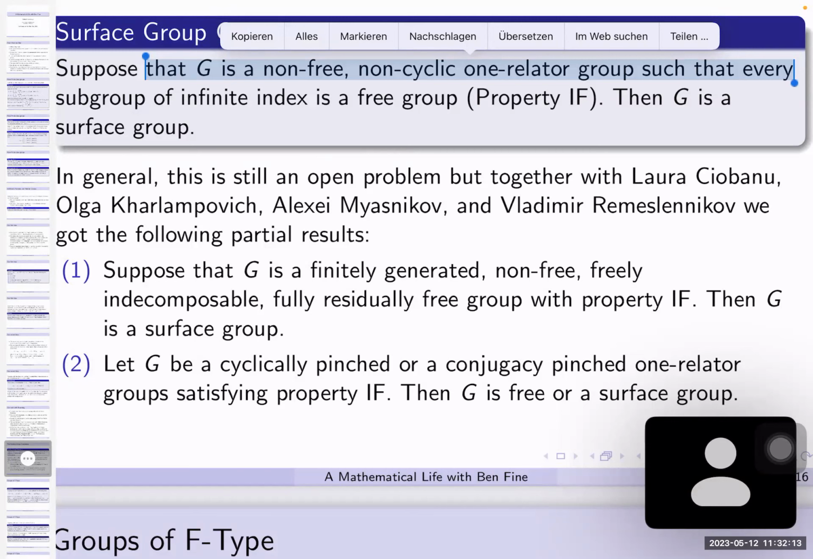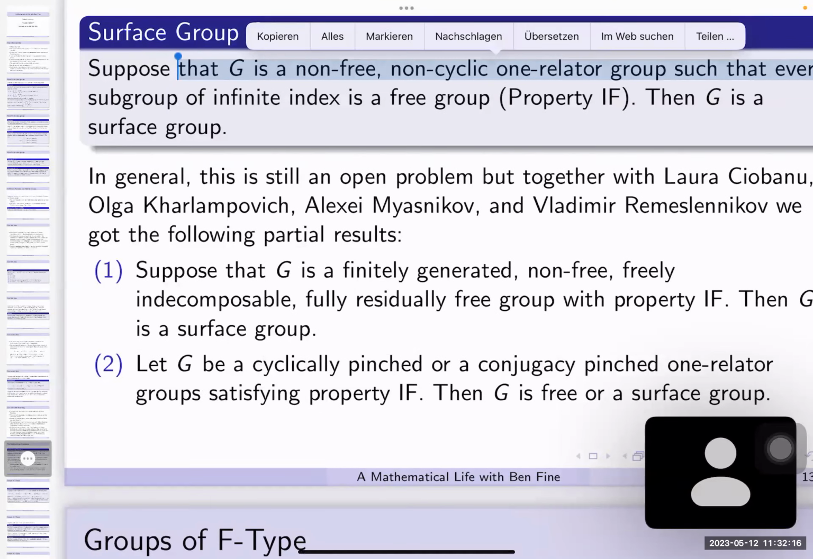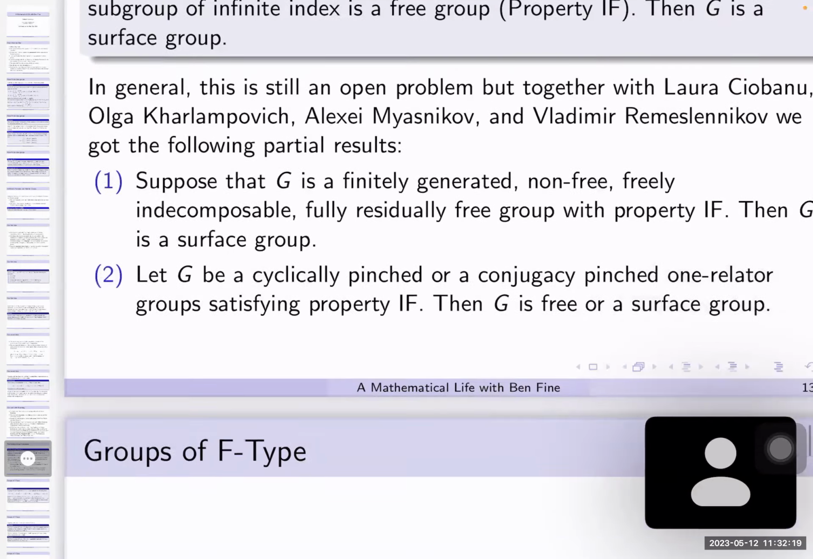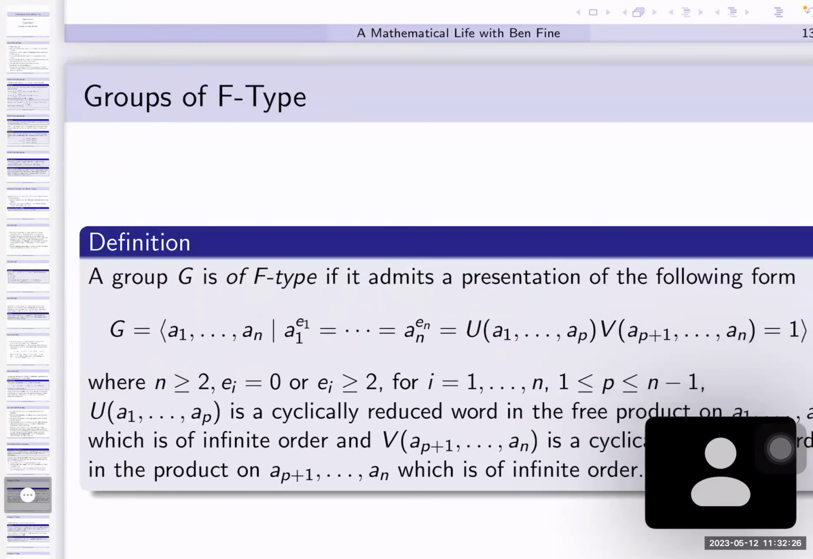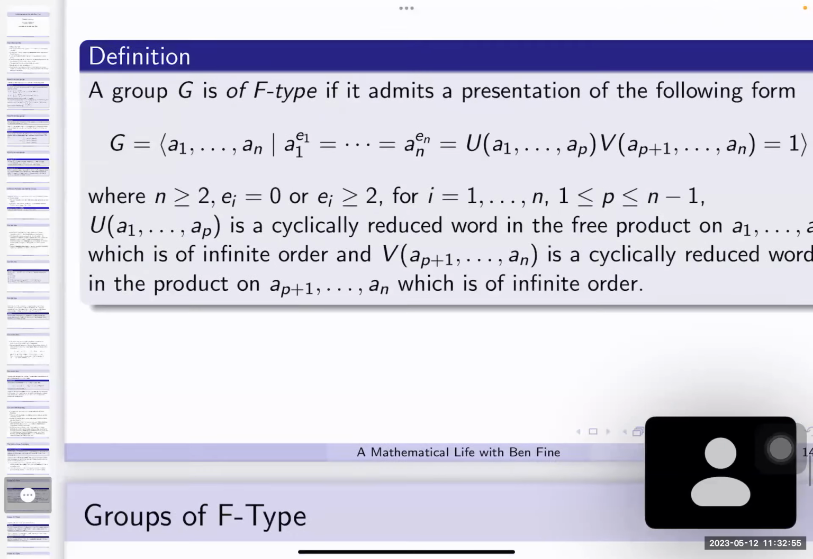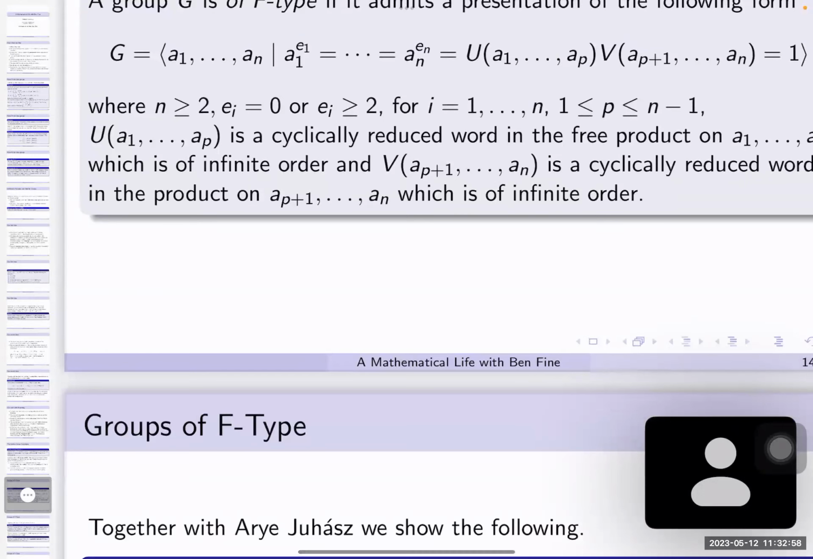And lastly, I want to mention Ben's, what I believe, favorite groups, that are the groups of F-type. A group G is of F-type if it admits the presentation of the following form. We have generators A1 up to AN. In the middle, you stop with the P. And you have words of infinite order, U and V, and the product is equal 1. The U is in the first generators, and the V in the second generators. And that we call the groups of F-type.